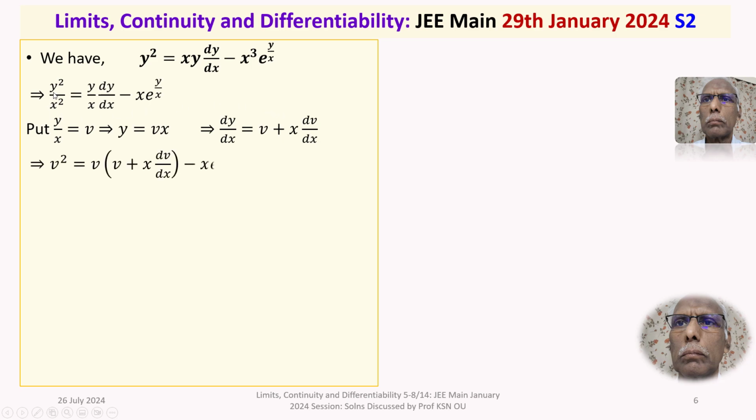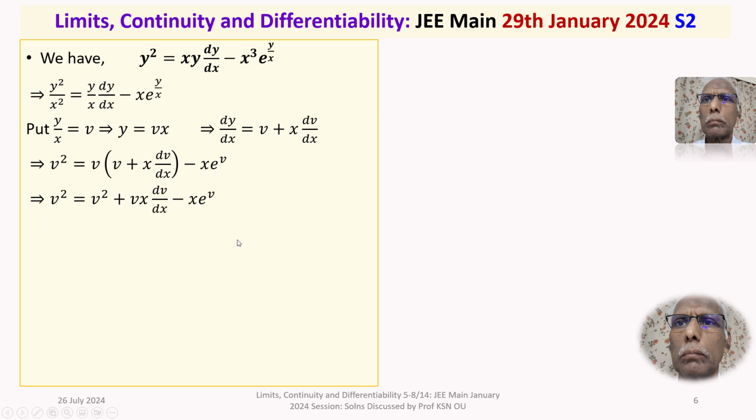Then you will get v square is equal to y by x, v into dy by dx, v plus x dy by dx in brackets minus x into e to the power of v. Now multiply. This will be v square is equal to v square plus vx into dv by dx minus x e to the power of v.